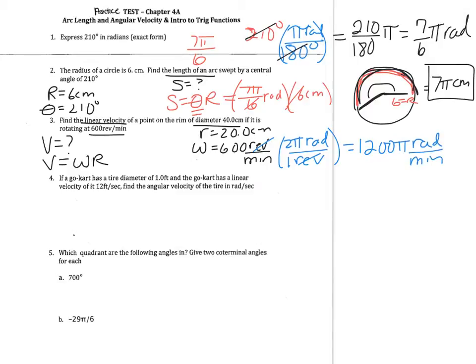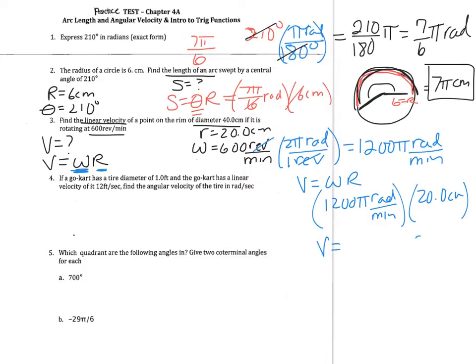So I just converted omega to radians per minute, and now if I multiply omega times R, so if I take 1200 pi radians per minute, and I multiply that by 20 centimeters, my radius, I'm going to get my velocity in centimeters per minute. Which is 24,000 pi centimeters per minute.